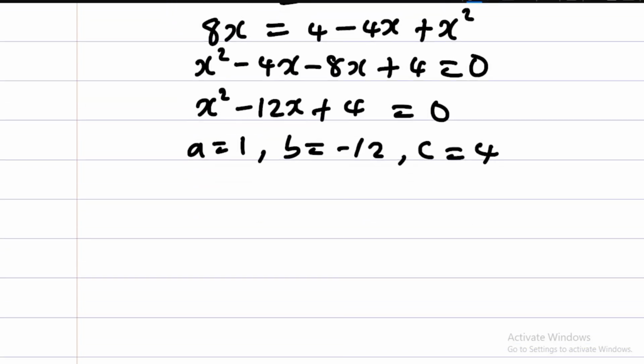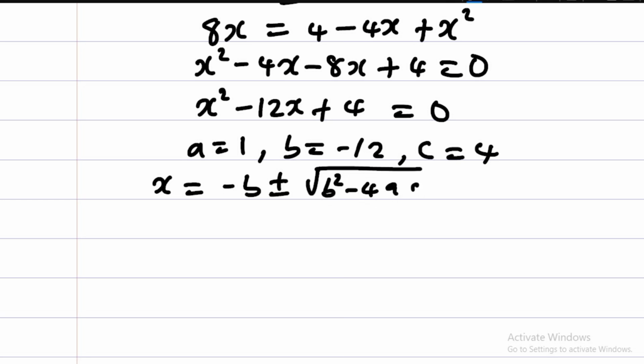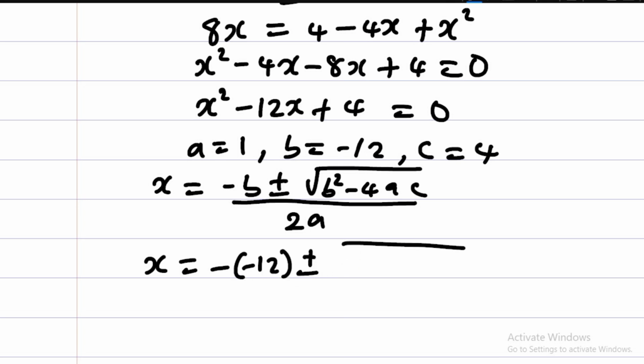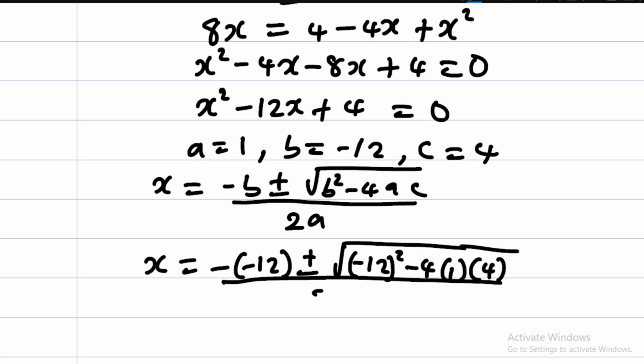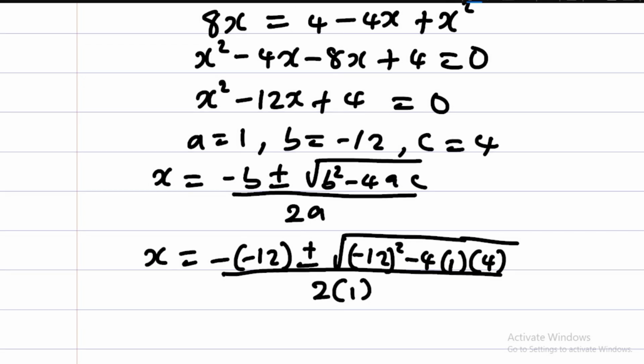So the quadratic formula says that x is equal to what? Minus b plus or minus the square root of b squared minus 4ac, everything over what? 2a. So if you substitute, we are going to have that x is equal to what? Minus into minus 12 plus or minus the square root of minus 12 all squared minus 4 into 1, then into 4. Okay, then everything over what? 2 into 1.